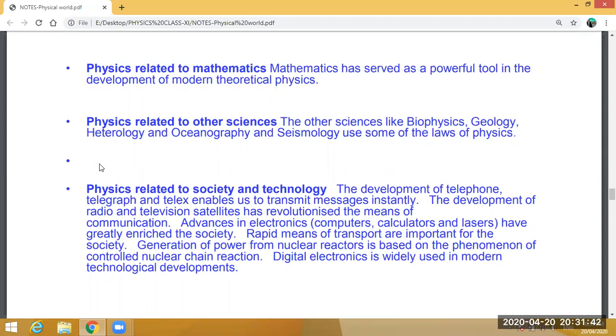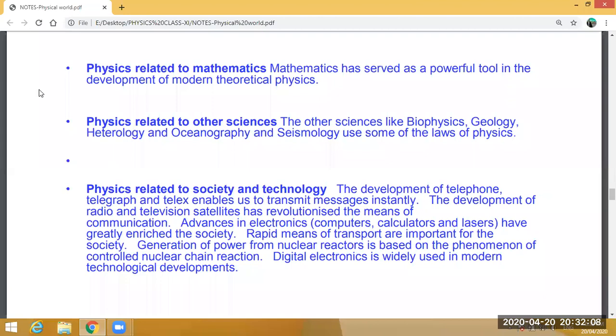And rapid means of transport are important for society. Nowadays we can go from Patna to Delhi within hours. Generation of power from nuclear reactors is based on the phenomenon of controlled nuclear chain reaction, and digital electronics is widely used in modern technological developments.